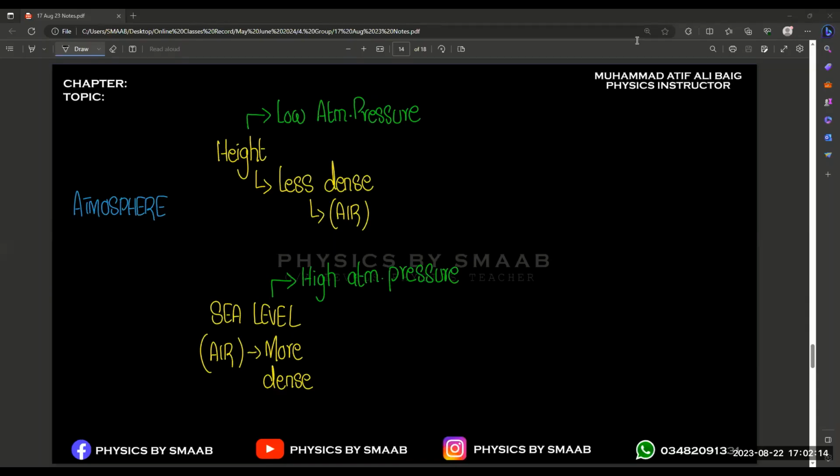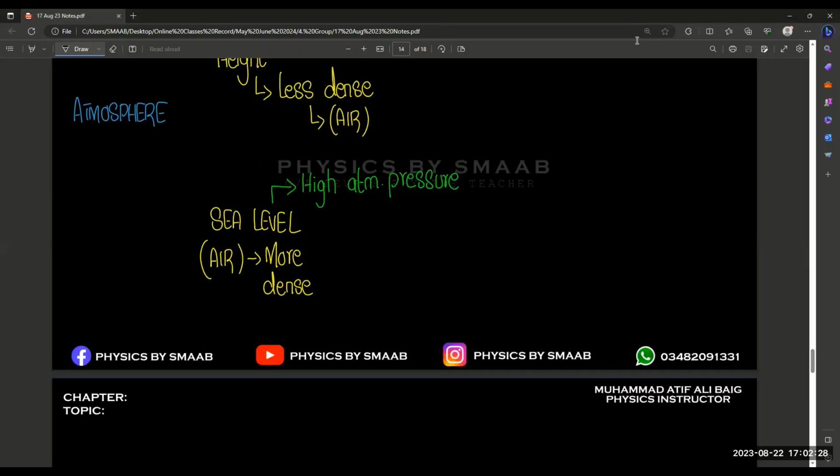Okay, so today we are going to just end this chapter and solve the questions related to the topic of pressure, because we already discussed that there is no topic related to the hydraulic system and there is no concept related to the manometer. We only need to discuss the barometer with reference to the height.